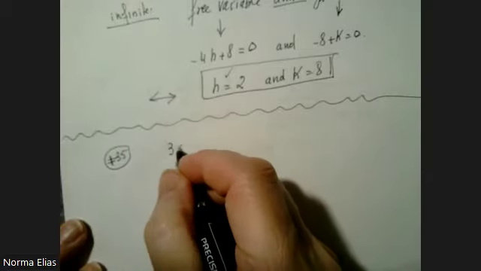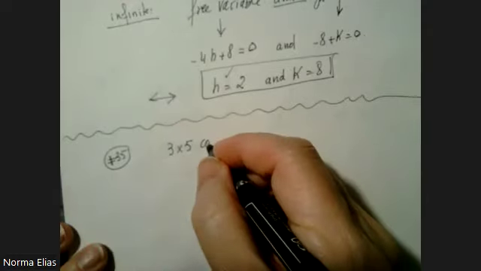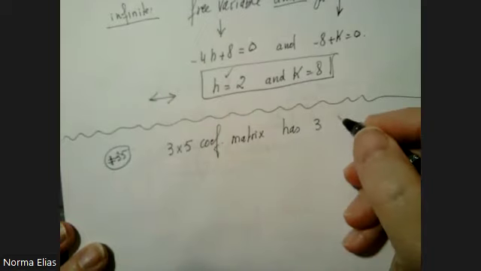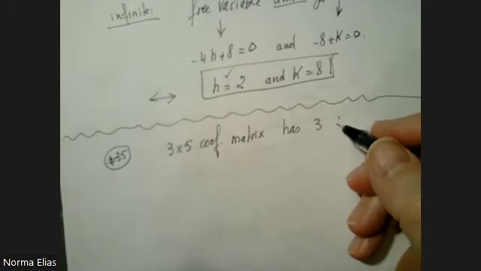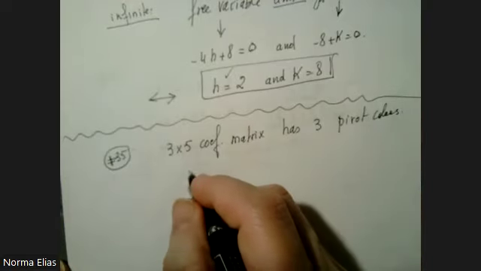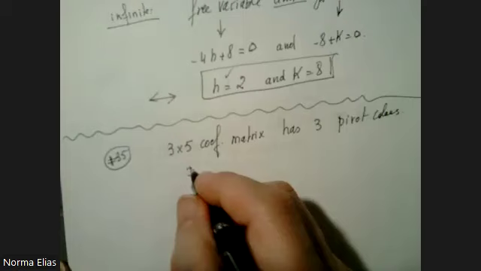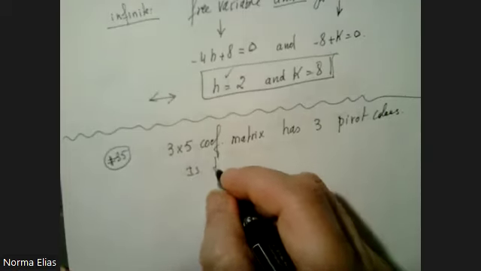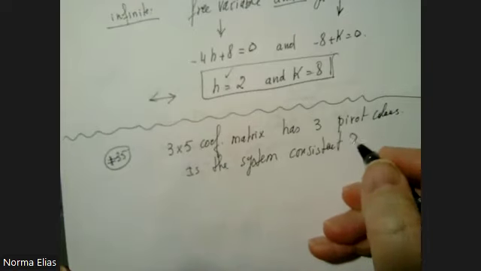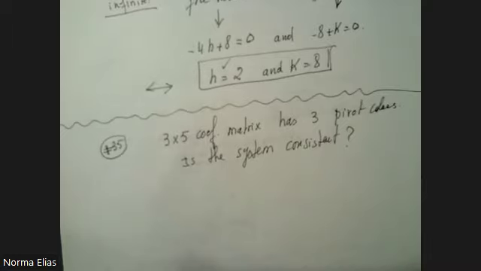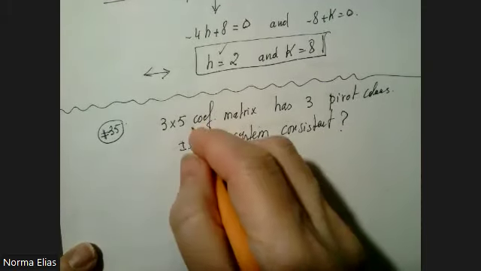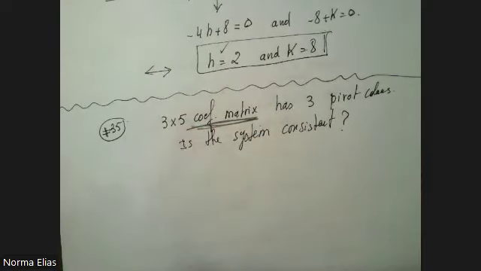So the question is, you have a system whose coefficient matrix is 3 by 5 and has 3 pivot columns, because when you reduce it, you have 3 leading entries. And the question is, is the system consistent? Okay. Yes, no, what do you say? So first let me explain, what do they mean when the coefficient matrix has 3 pivots? Let me explain this very clearly.